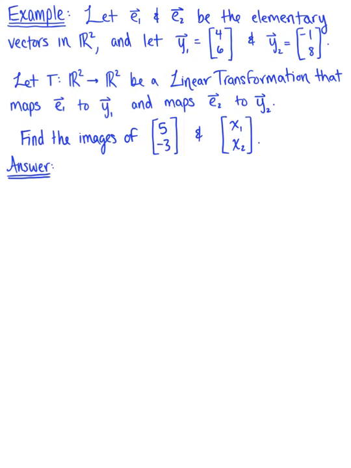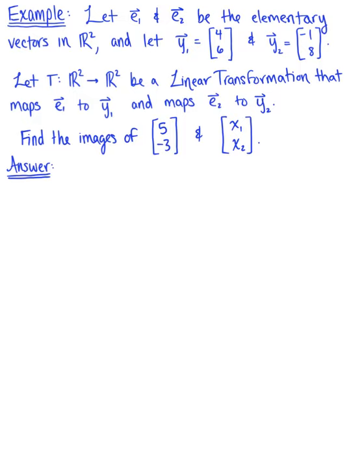Let e sub 1 and vector e sub 2 be the elementary vectors in R2, and let y sub 1 and y sub 2 be two vectors in R2. Now, we want to let T from R2 onto R2 be a linear transformation that maps the elementary vector e sub 1 to vector y sub 1, and also maps the elementary vector e sub 2 to vector y sub 2. And our job is to find the images of vector (5, -3) and the arbitrary vector x defined as (x sub 1, x sub 2).